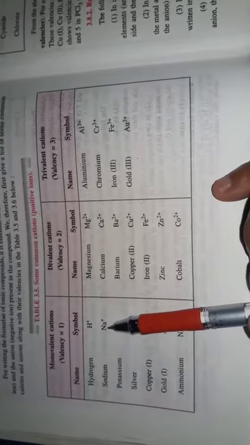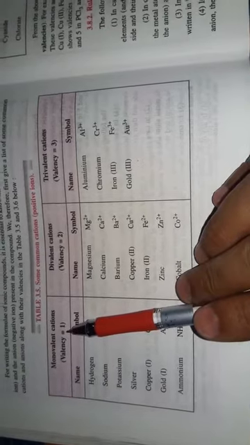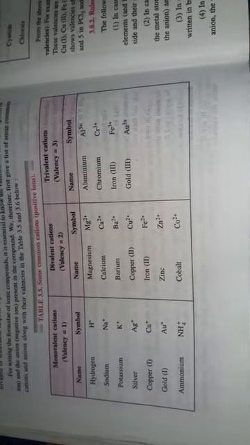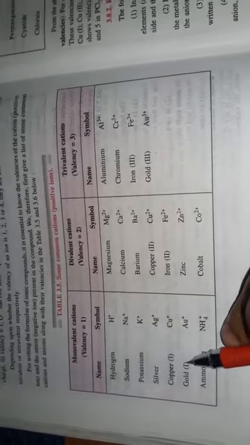Similarly, sodium is Na positive, and potassium is K positive. K positive means the valency of all these elements is one. All these monovalent elements have valency one. Similarly, silver is Ag positive, copper is Cu positive, gold is Au positive, and NH4 positive is ammonium. Okay, not ammonia, that is ammonium. Gold and copper can also be represented with one valency, one oxidation state, shown in Roman numerals.